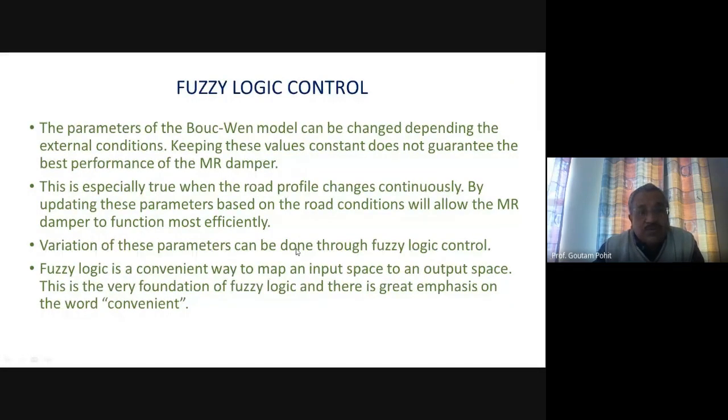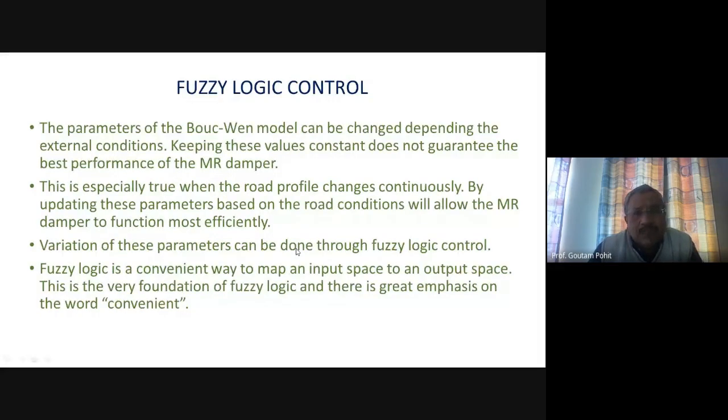This is especially true when the road profile changes continuously. By updating these parameters based on the road condition, it will allow the MR damper to function most efficiently. Variation of this damper can be done through fuzzy logic control. Fuzzy logic is a convenient way to map an input space to an output space. This is the very foundation of fuzzy logic, and there is great emphasis on the word convenient.